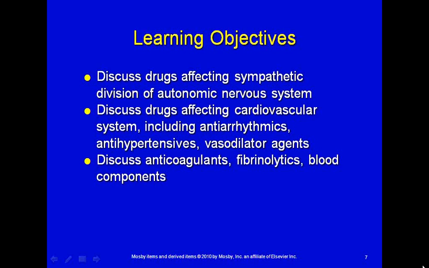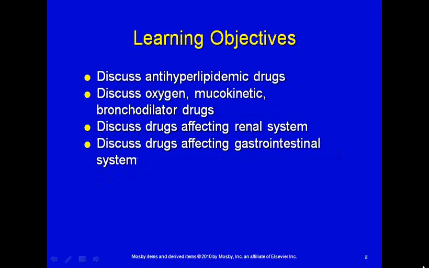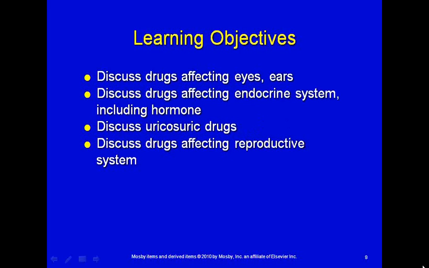We'll discuss drugs that affect the cardiovascular system, including antiarrhythmics, antihypertensives, and vasodilators. We'll discuss the role of anticoagulants, fibrinolytics, and blood components in the management of cardiac emergencies as well. We'll discuss anti-hyperlipidemic drugs. We'll discuss oxygen, mucokinetic bronchodilator drugs as well. We'll discuss drugs affecting the renal system, the GI system, the eyes, ears, nose, and throat, the endocrine system, including hormones.